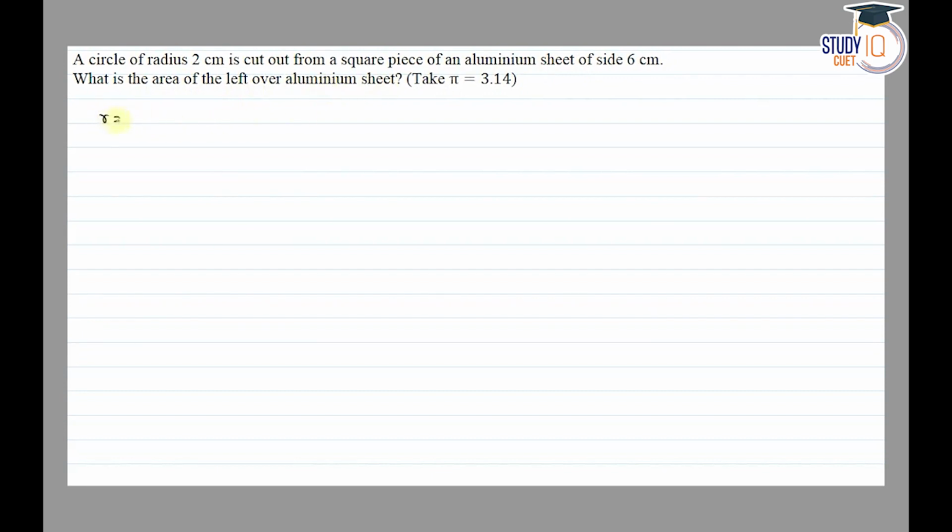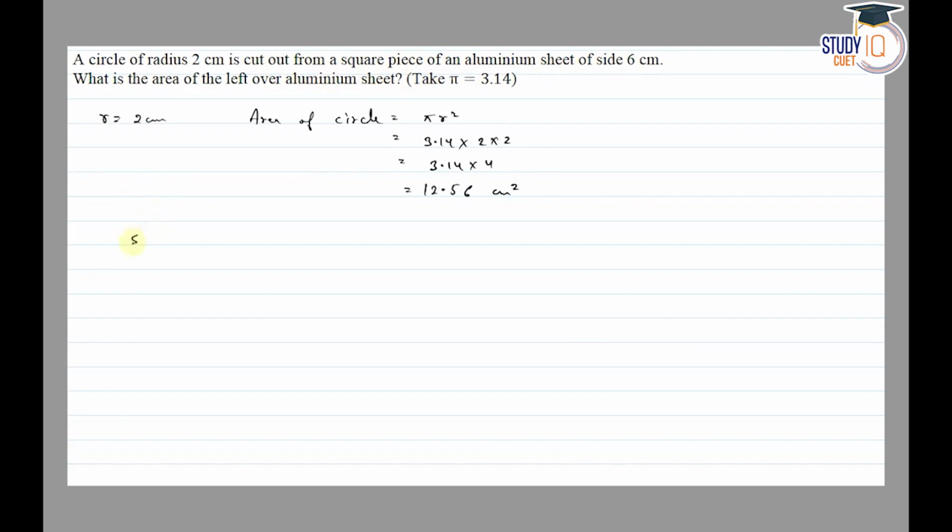So we are given the radius, 2 cm. So area of circle is equal to pi r square. So 3.14 into 2 into 2. So 3.14 into 4 is equal to 12.56 centimeter square, cut out from a square piece of an aluminum sheet of side 6.